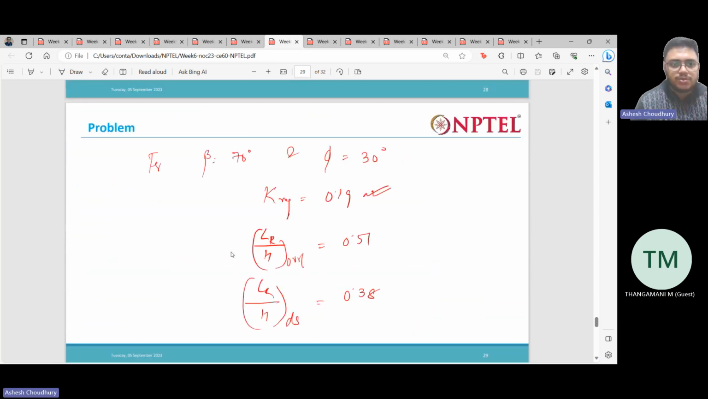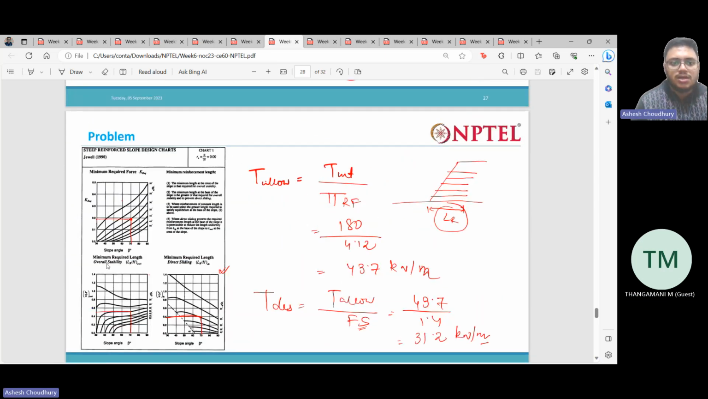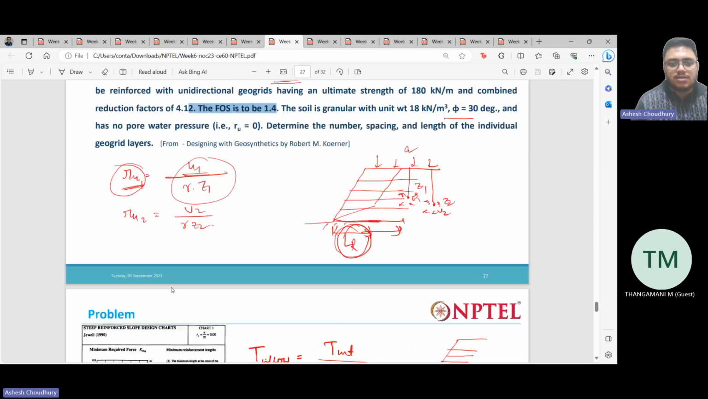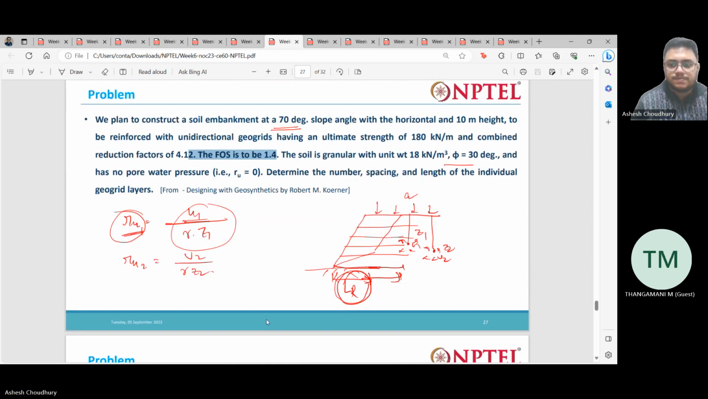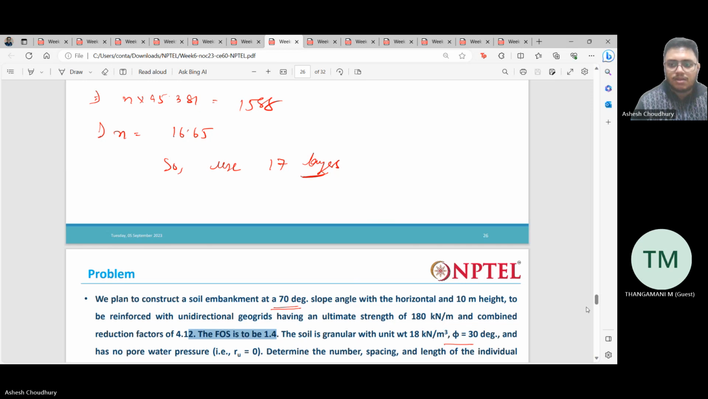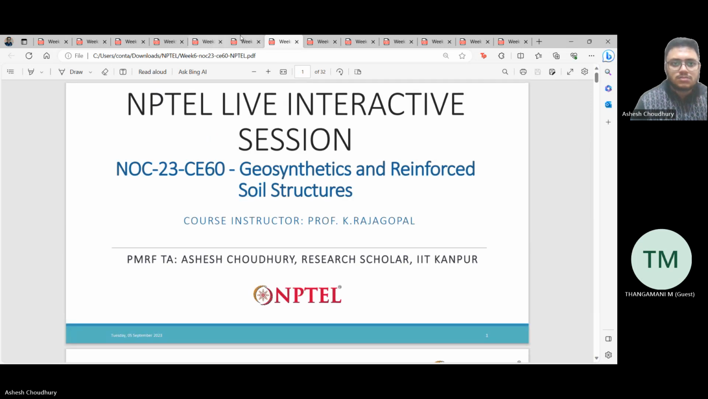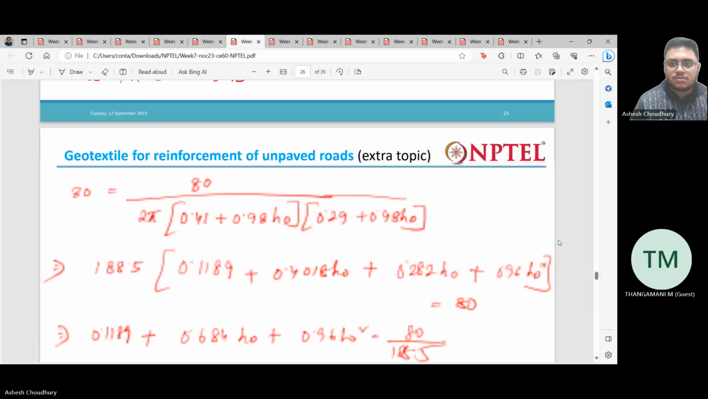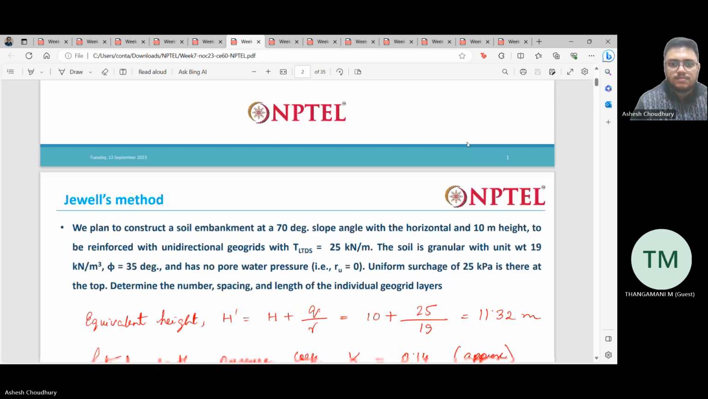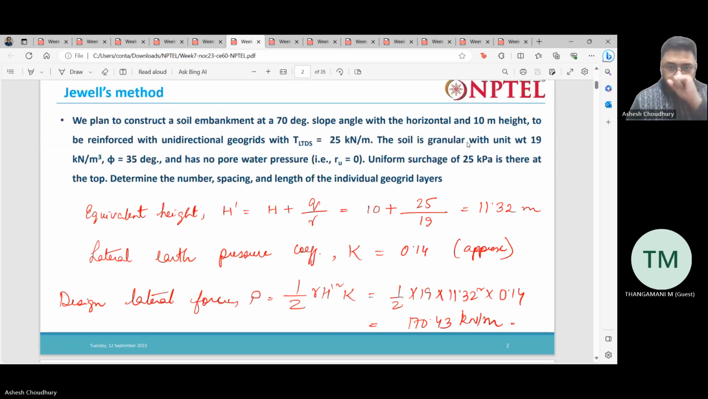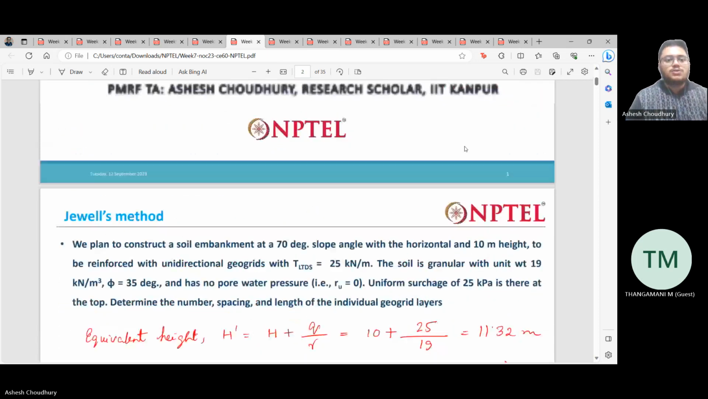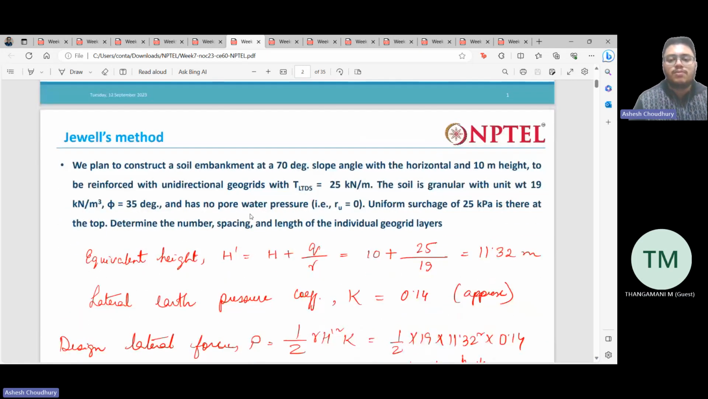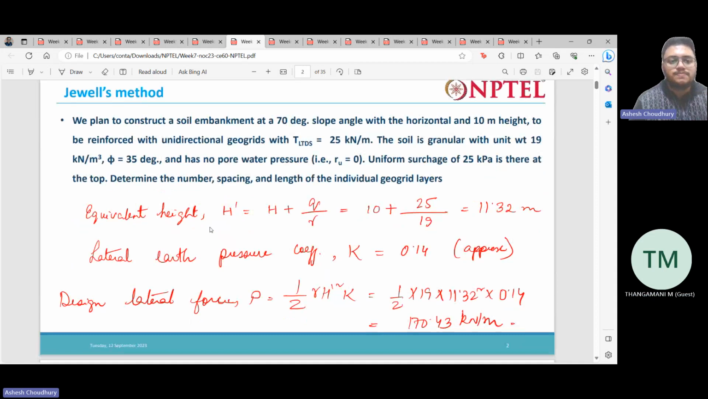So this Jewell's method we actually used. Jewell has given various charts, so directly you can use the charts to determine the length of reinforcement. In the seventh week also we solved some problems with Jewell's method.